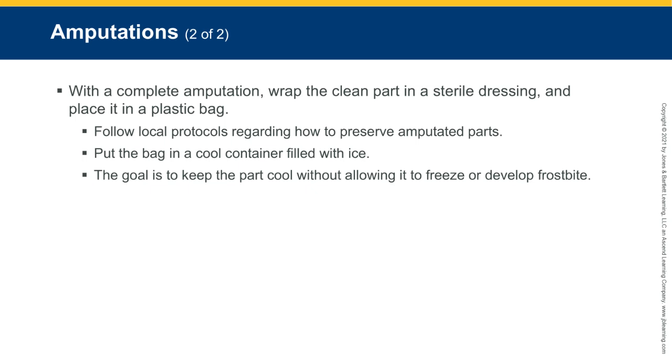For complete amputations, the severed part should be wrapped in a sterile dressing, placed in a plastic bag, and kept cool in a container with ice. However, it should never be placed directly on ice, as freezing can cause tissue damage. Follow local protocols for proper preservation and rapid transport of the patient and amputated part.